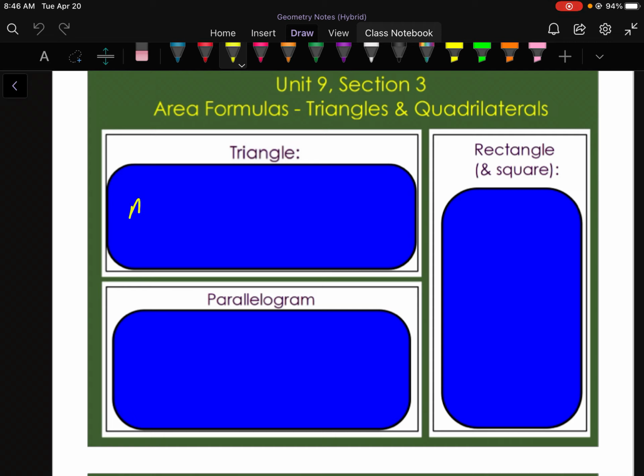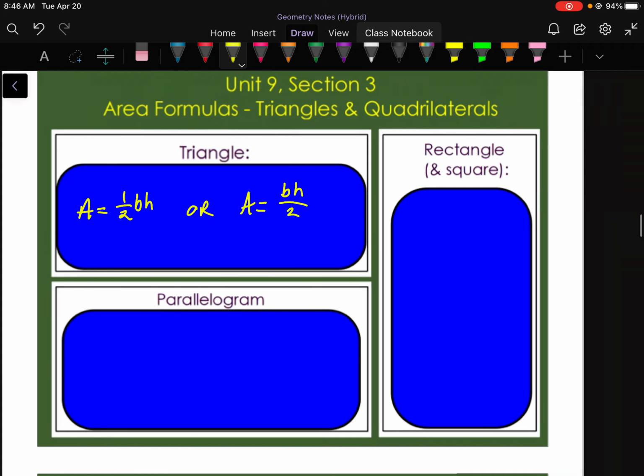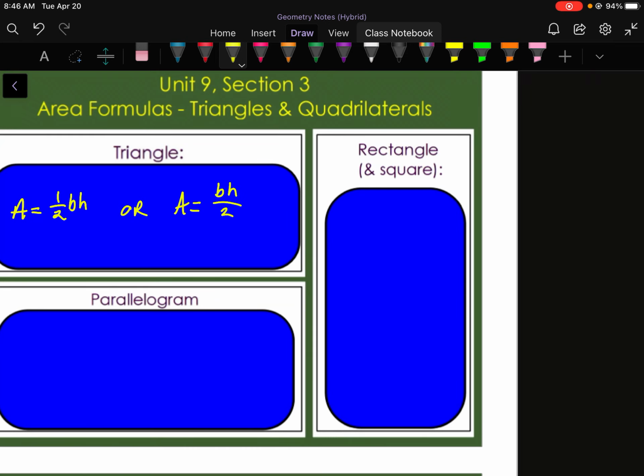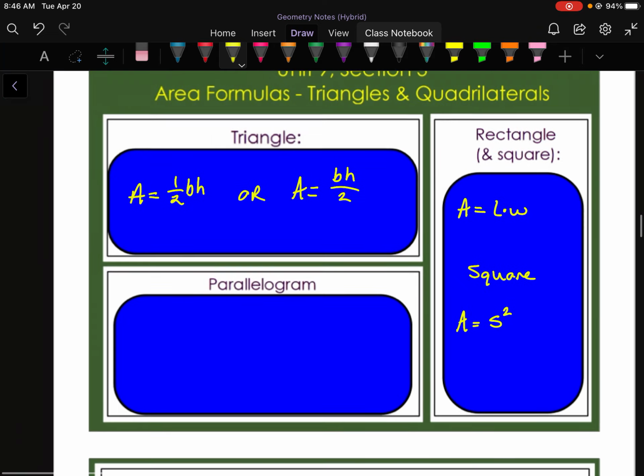So starting with the triangle, the area of a triangle is 1/2 the base times the height, or if you prefer, base times height divided by 2. Like I said, it doesn't matter. The area for a rectangle is length times width, and if you want to put a square, it's the same thing, but we would just say it's our sides squared because there is no length and width sides of a square. They're just sides because they're all the same.